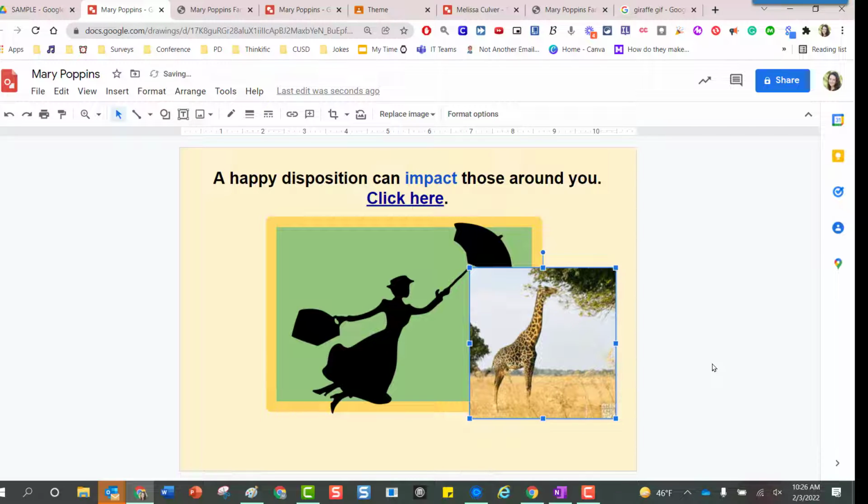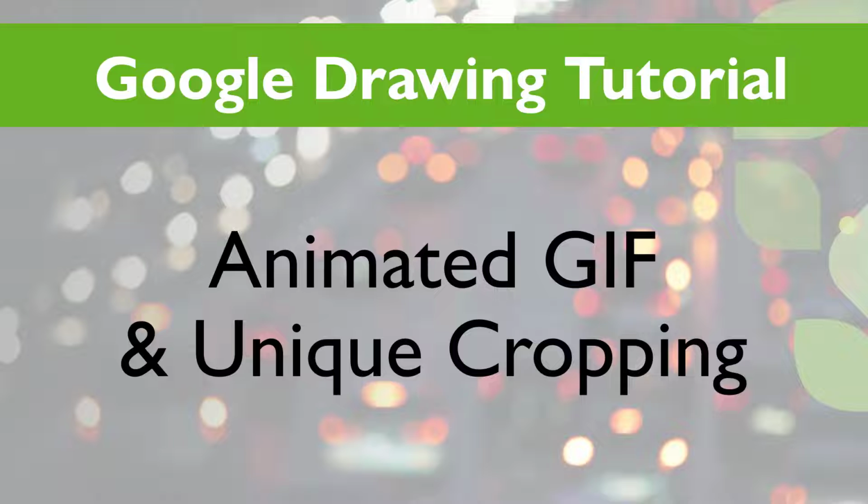You have to be careful if you start with a poor quality image. When you increase the size, the quality will go sour the larger that you go. The unique crop strategy that we used earlier on the image can also be applied to the animated GIF. Let me model that now.